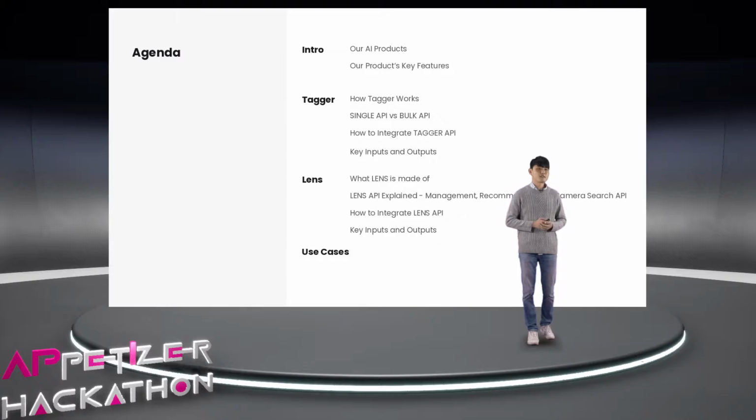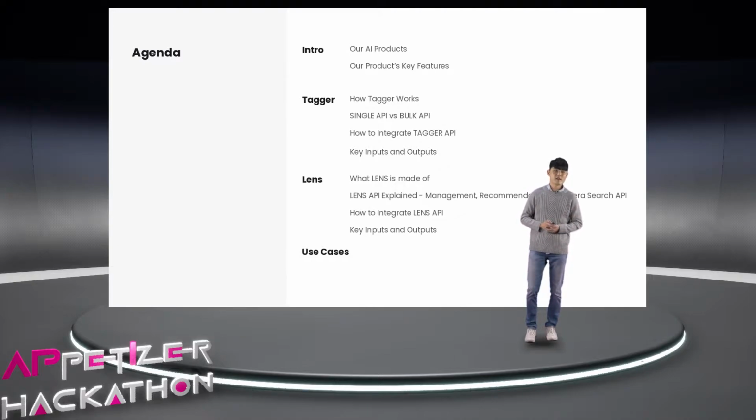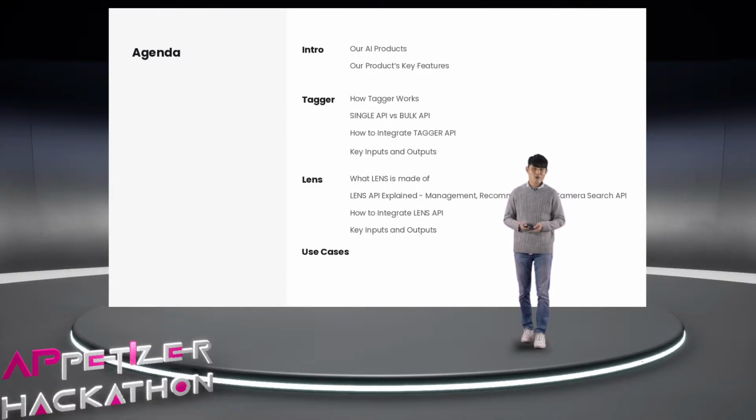Then we move on to Lens, what Lens is made of, and we explain how Lens is managed, which is Management API, Recommendation API, and the Camera Search API, and how to integrate the Lens API into your application, and the key inputs and outputs. And lastly, we'll talk about some use cases to inspire you to come up with your own use cases.